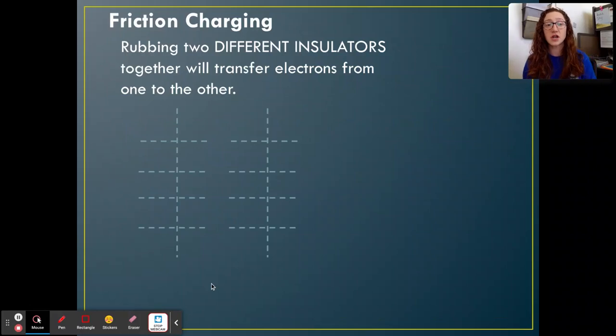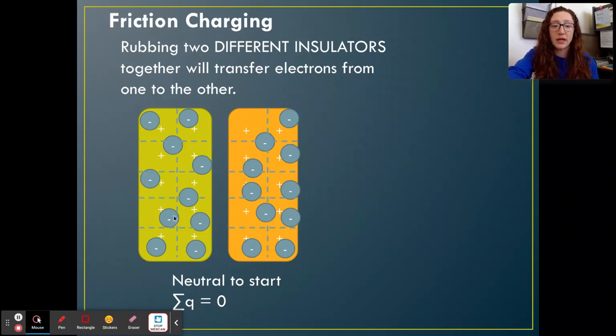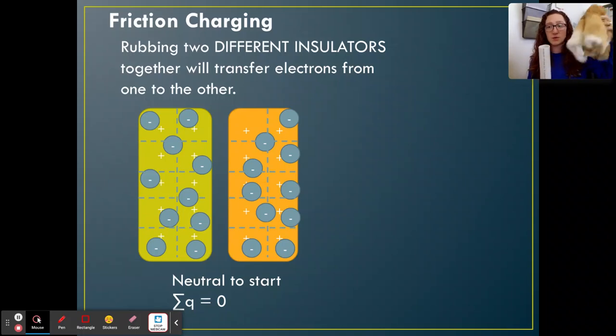Okay, so friction charging is when we rub two different insulators together, and it will transfer electrons from one to the other. So this is going to take a little bit of drawing on your part. You might need to pause the video for this. I want you to start by drawing two objects that are both neutral. So this one is the green one there, and this one is the orange one there.